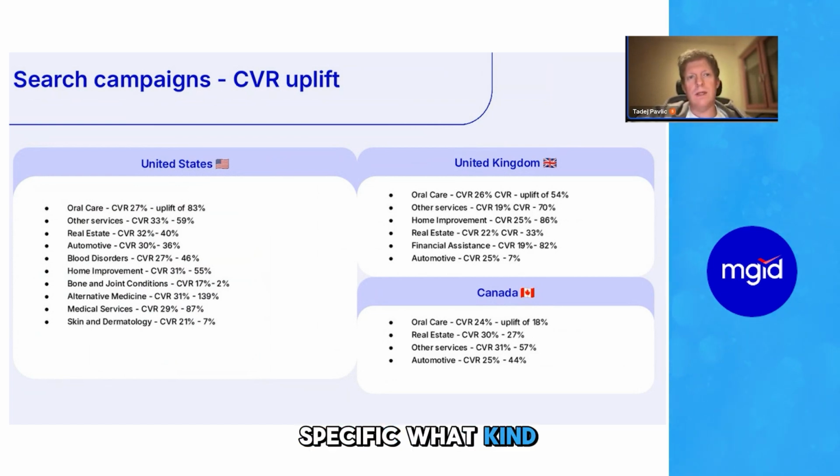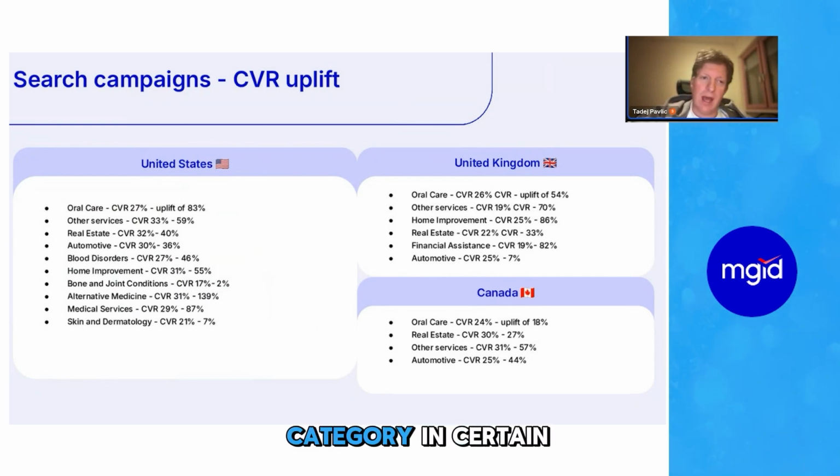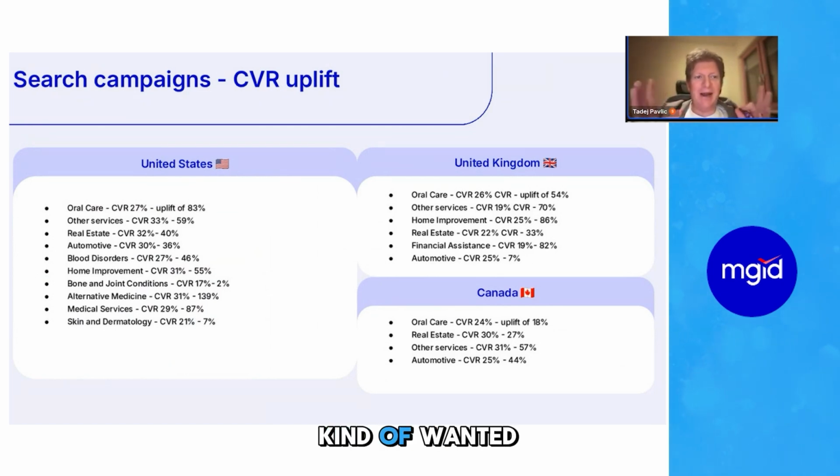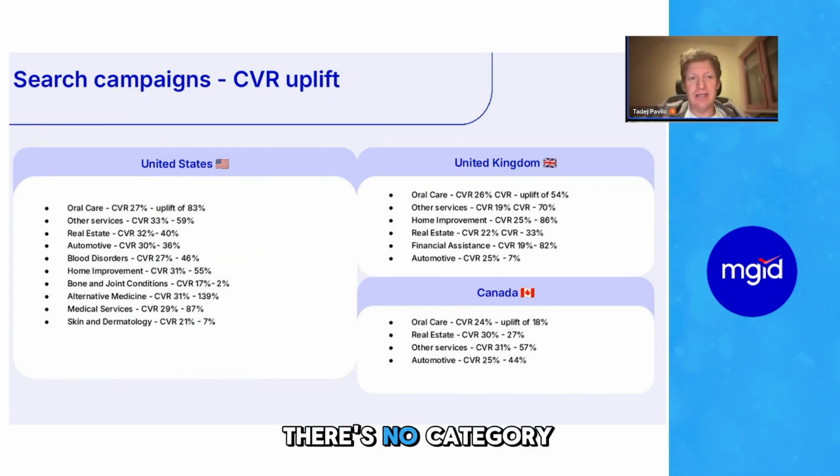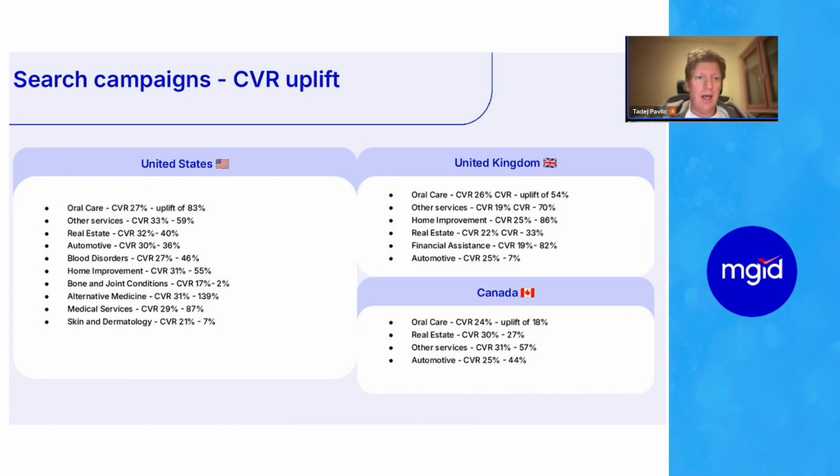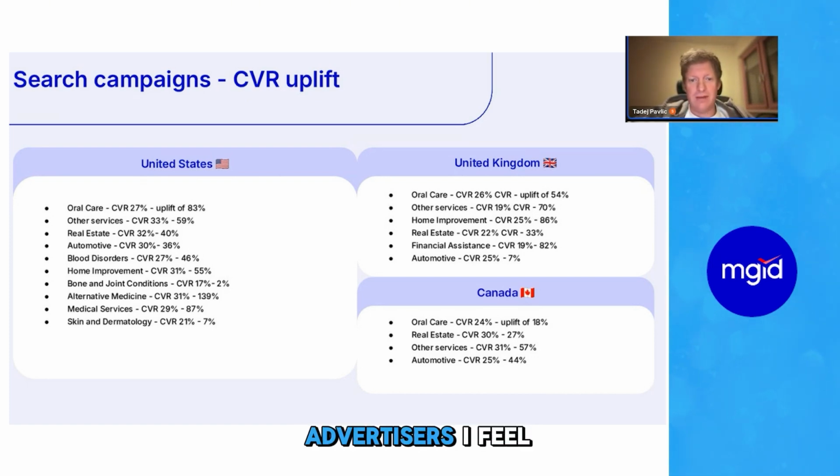Like Alona shared for all other campaigns, here is what is search specific: what kind of CVR uplift we see. Here I'm sharing the average CVR for the category in certain geos, and also how it compares to a normal CPC campaign. I'm not going to go through all the categories because there are a lot of them, but I wanted to show you that there's literally no category where we haven't seen positive results. Which is a great success for advertisers, I feel.